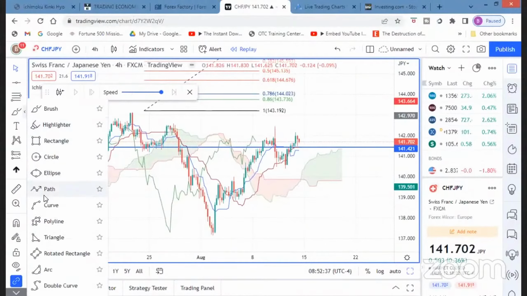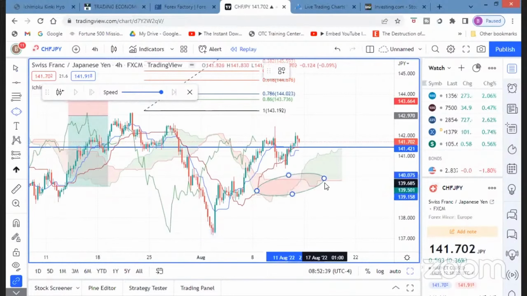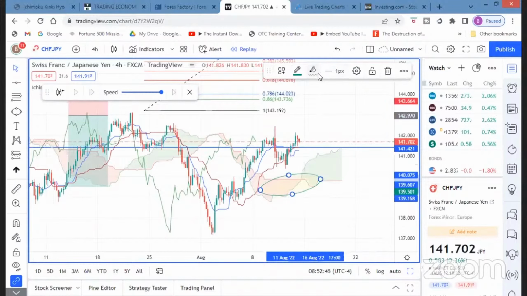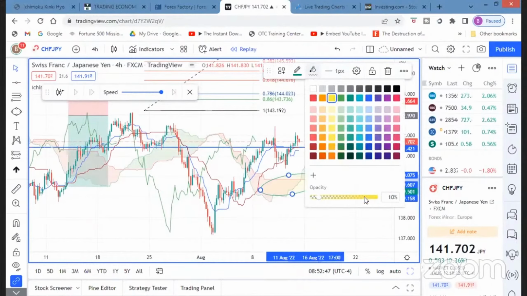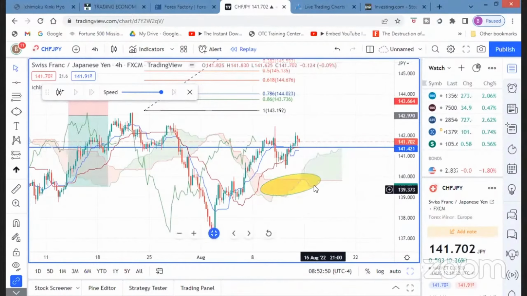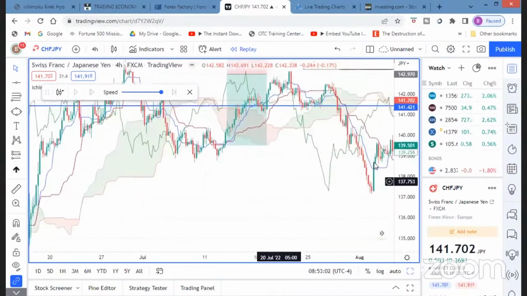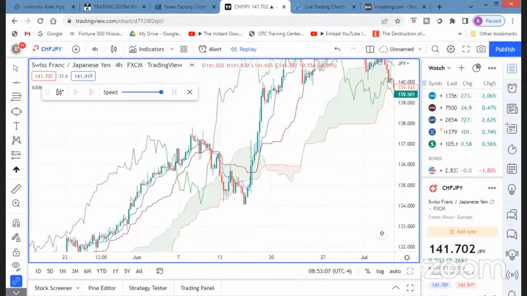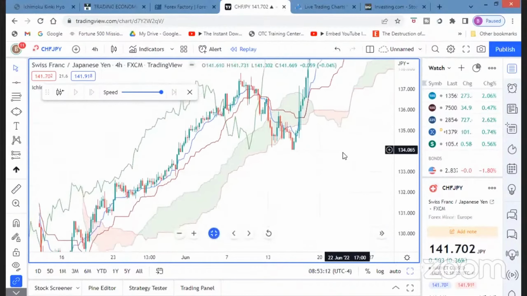Okay. Look at your crossover. Look at that. That didn't come through very good, but yeah. Look at your Kumo twist happening. Okay, with these pairs. But the only way, right, you get good at it, you spend time on the charts. Like hours and hours and hours.